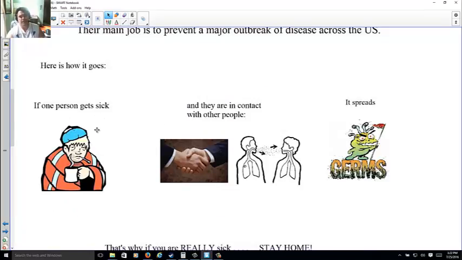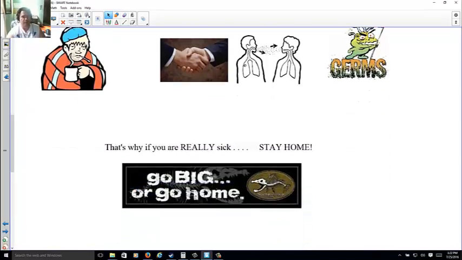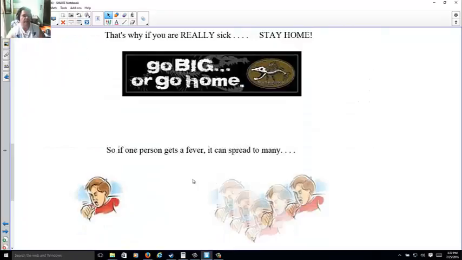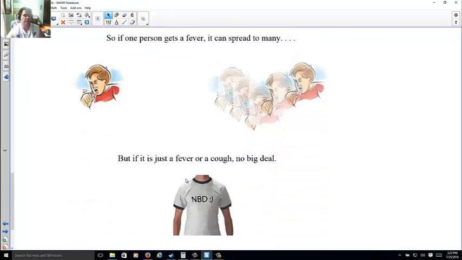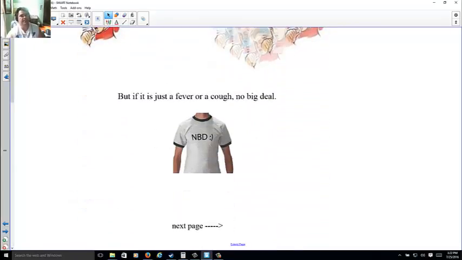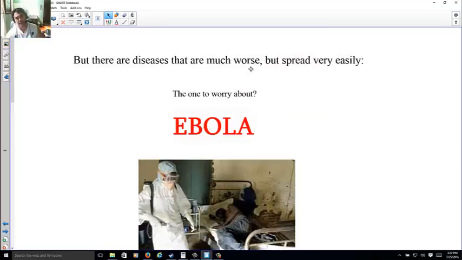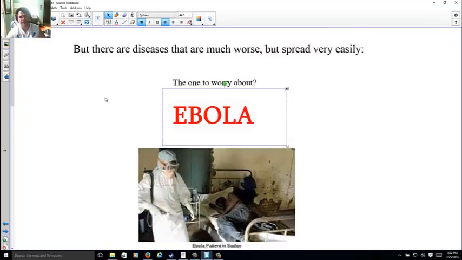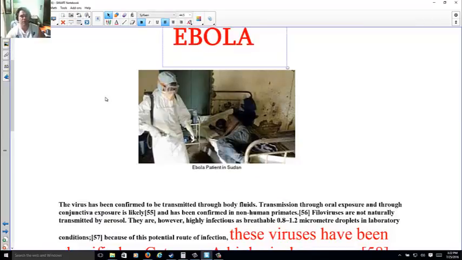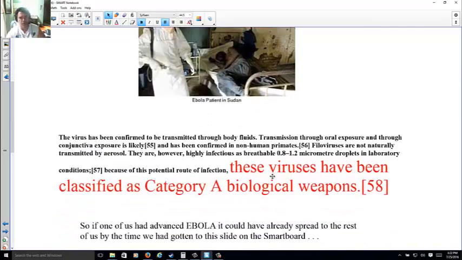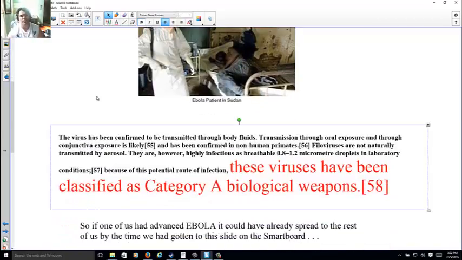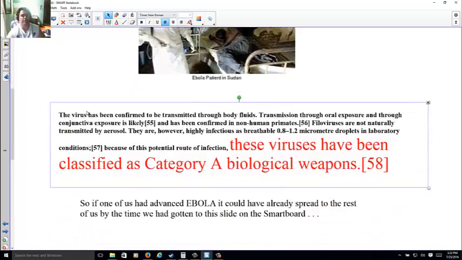So the idea is that if someone gets sick, if you're really sick, please stay home. But if you're not sick, then tough it out and come to school. But the idea is that the CDC looks out for that. Now, one disease to worry about is, in fact, the dangerous Ebola. I'm not going to go into the whole thing, but basically it's classified as a Category A biological weapon. In other words, it can wipe out a population pretty quick.